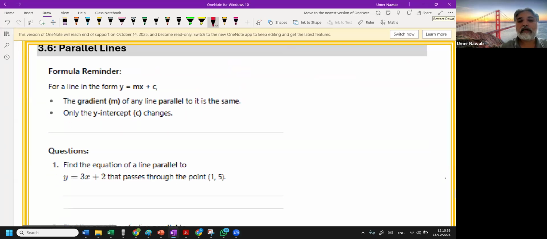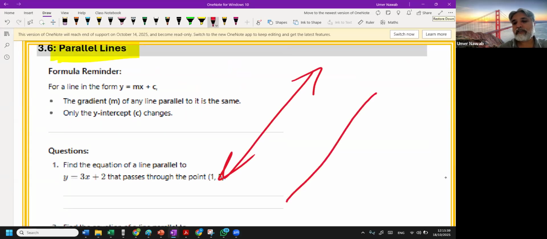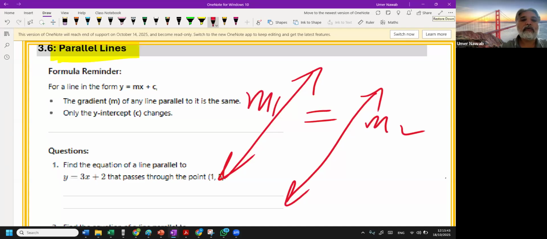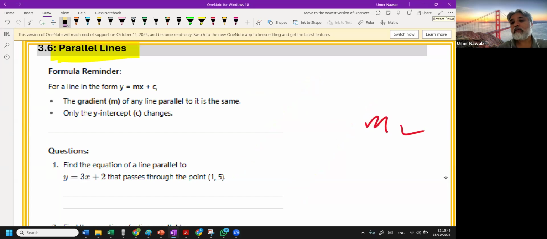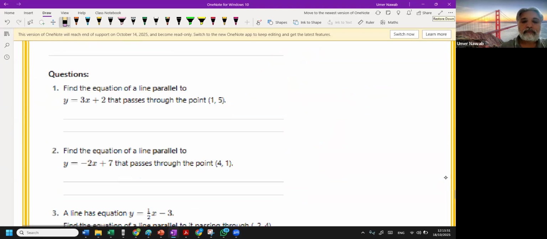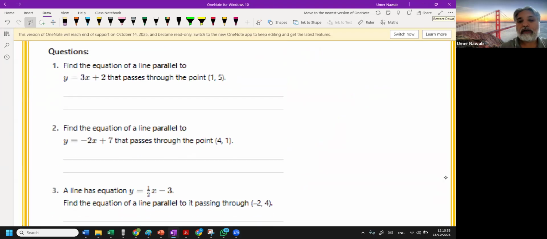Next is parallel lines, guys. In mathematics, parallel lines means when the lines have the same gradient, and if this gradient is the same as this gradient, you can say that these two lines are parallel lines. Okay, got it? So how can I find the equation of a line?